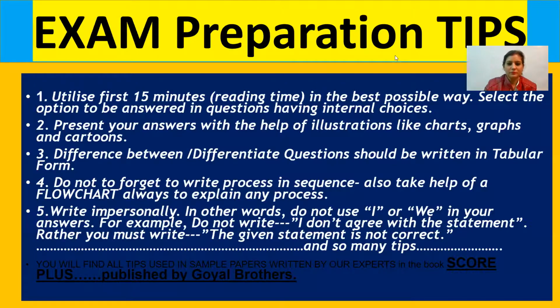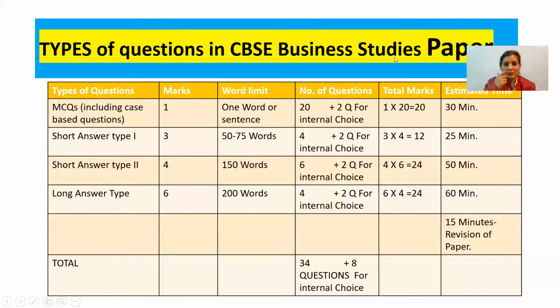And now, these are the question types. 1 markers, we have discussed 20 questions. 3 markers, 4 questions, two internal choices. And about these internal choices, you are planning in the first 15 minutes. 4 markers, 6 questions, 6 markers, 4 questions. In your paper, you will find a total of 42 questions. Total 42 questions. And how many? We need to attempt only 34.